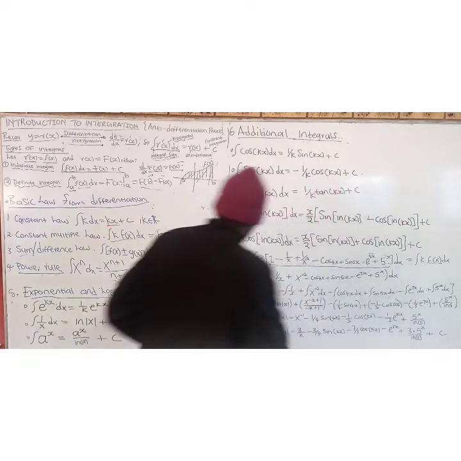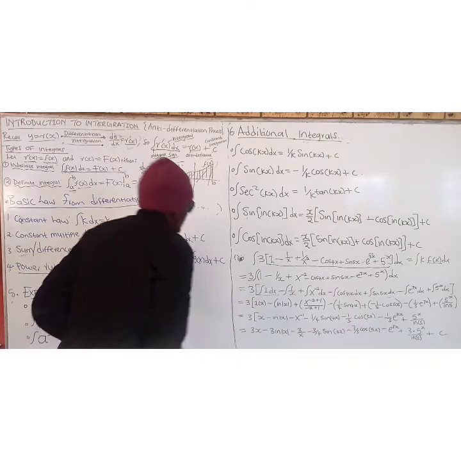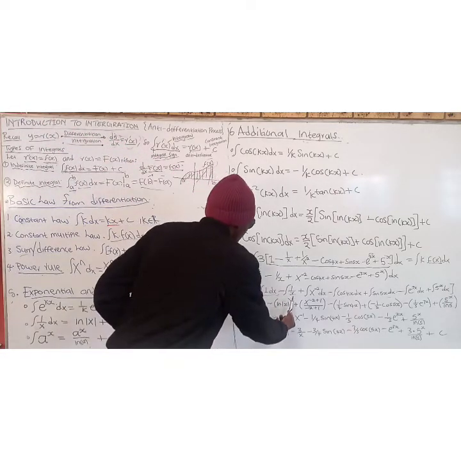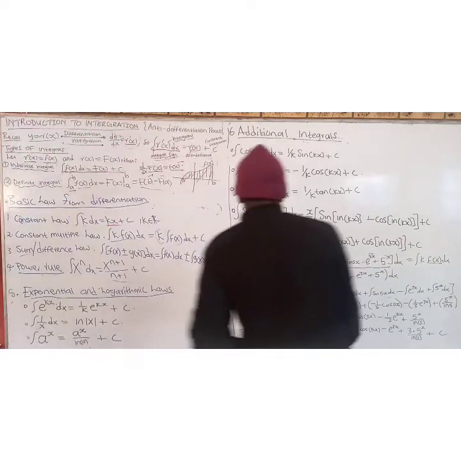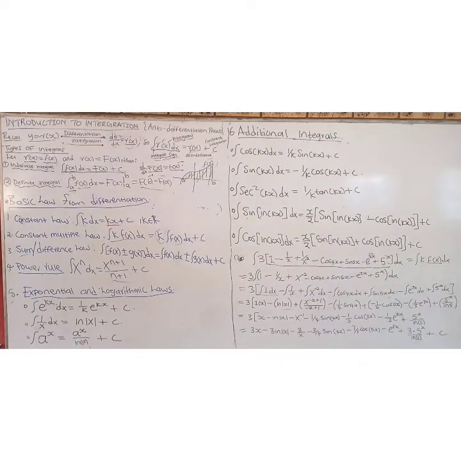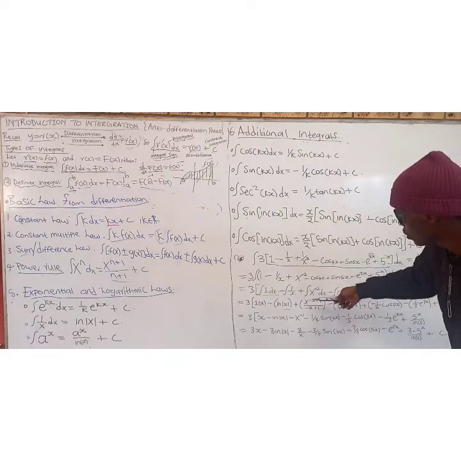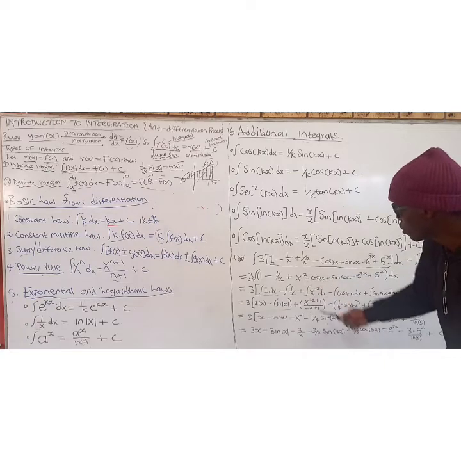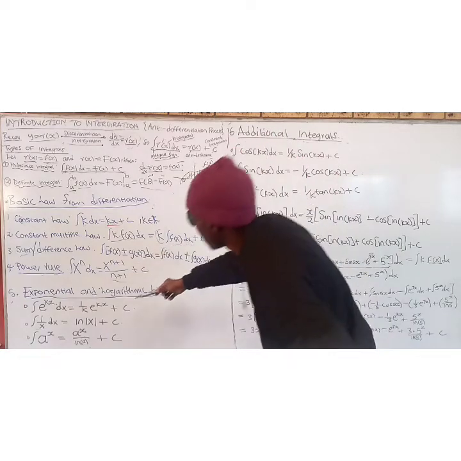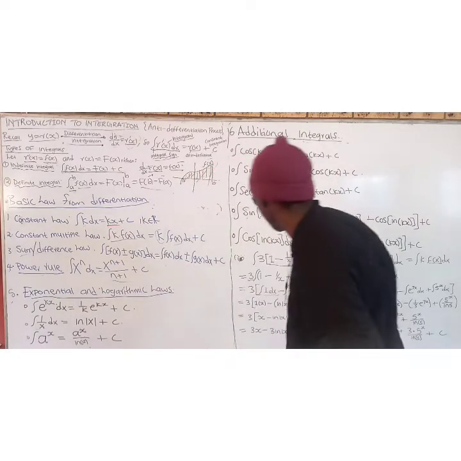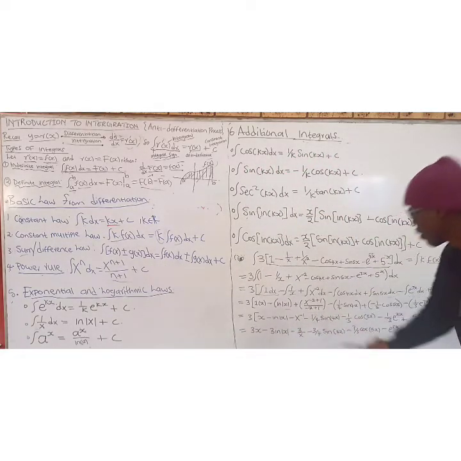Proceeding further, the integration of a constant is the constant times x. The integration of 1 over x is the natural log of the absolute value of x. Also notice that I wrote 1 over x squared as x to the power negative 2. Remember, the integration of x to the power n is x to the power n plus 1 over n plus 1. In this case n is negative 2, so I wrote x to the power negative 2 plus 1 over negative 2 plus 1.